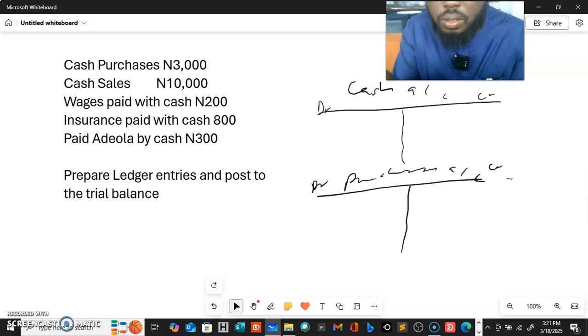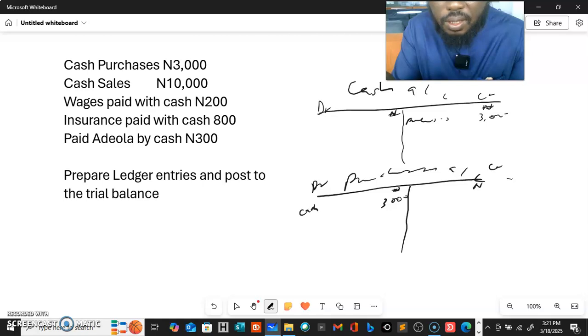Okay, all right. So let's move on. We have the Naira sign. I'll try as much as possible to manage the space. So we say we have purchases of 3,000. We have purchases, that's 3,000. So we have cash, that is 3,000.